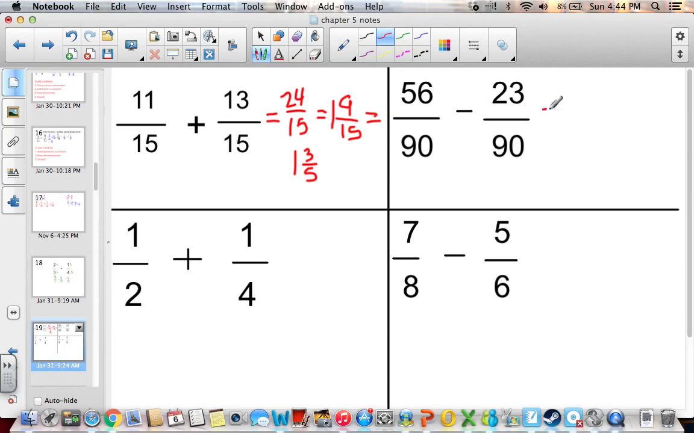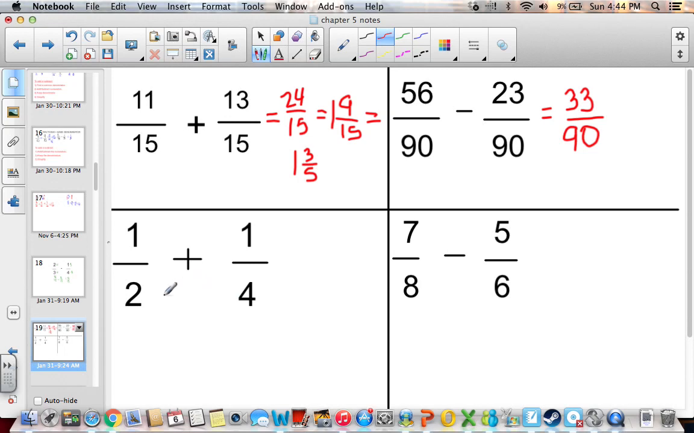56 minus 23, I don't have to change my numerators again. I already know that I'm going to have 90 on the bottom. 56 minus 23 is 33 90ths, which is in simplest form, so I'm going to leave it as 33 90ths.